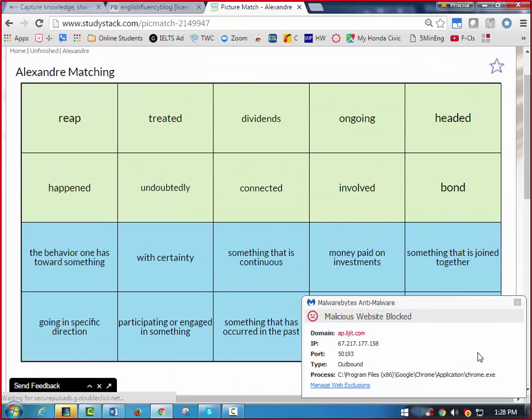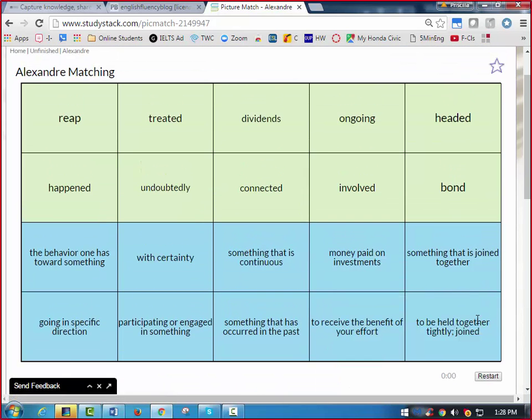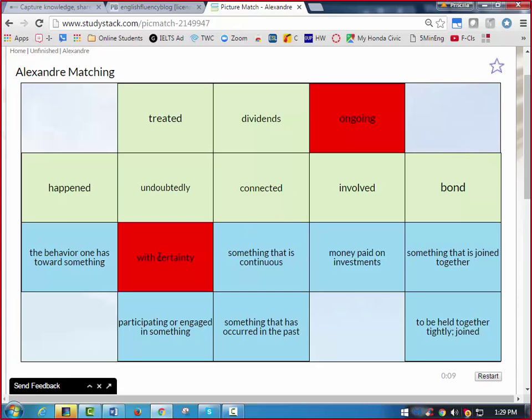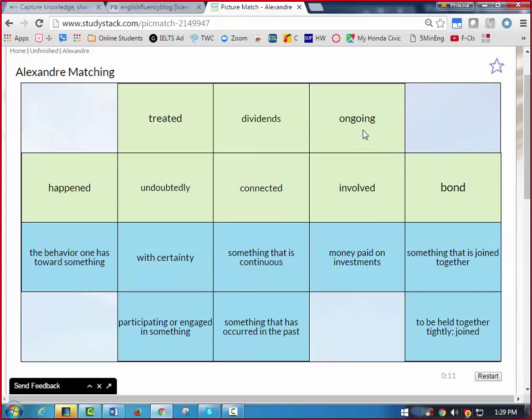It's something that you can do instead of playing those games with the marbles on your cell phone. Learn while playing. Reap means, let's see, which one does it mean? To receive the benefit. So let's just say, great, I got that one right. Going in a specific direction means headed. Ongoing means with certainty. And that one was wrong. Treated, money paid on investment. Oh, that's wrong. Dividends, money paid on investment.